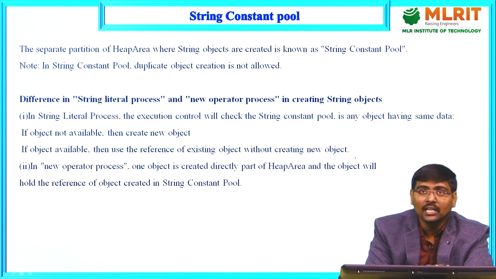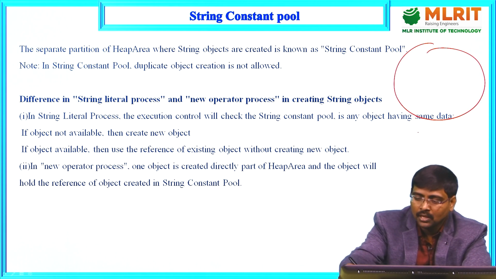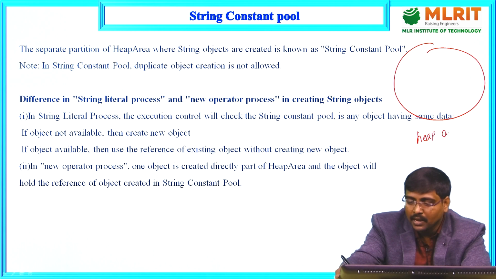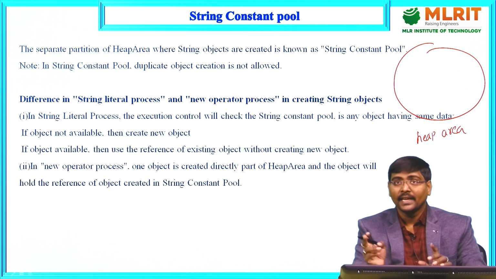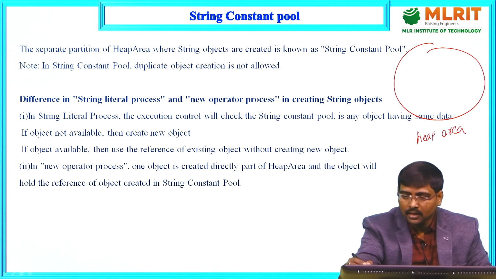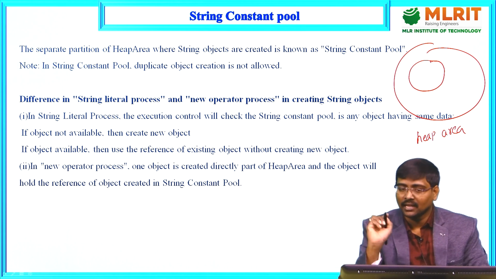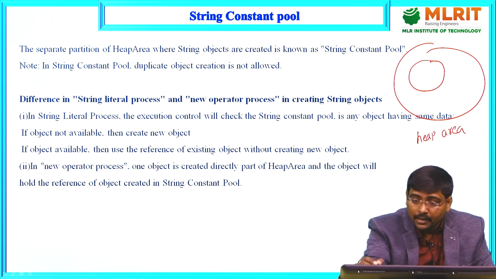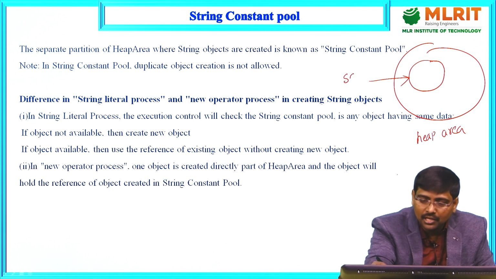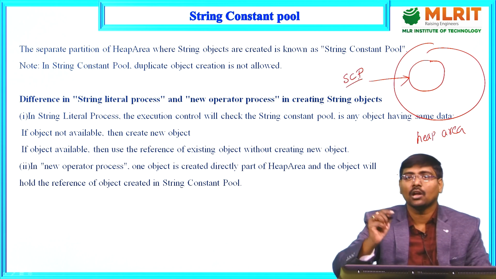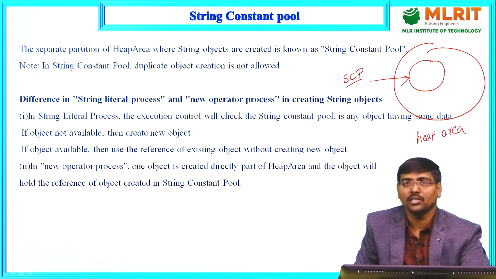Now, what is string constant pool? Generally, assume this is my heap area where all the strings are stored. Inside the heap area, some separate partition is there. This partition is called string constant pool. What is the need of this partition?